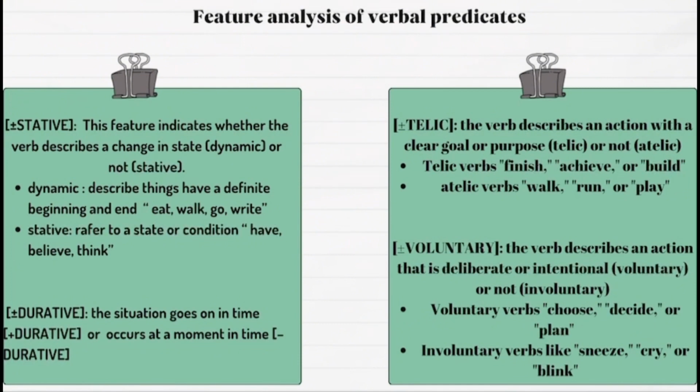Feature analysis of verbal predicates. Stative. This feature indicates whether the verb describes a change in state, dynamic, or not, stative. Dynamic verbs describe things that have a definite beginning and end. For example, eat, go, write. Stative refers to a state or condition. For example, have, believe, think.